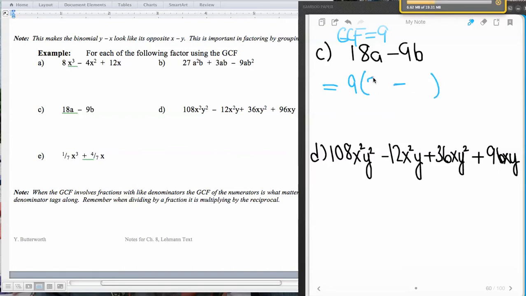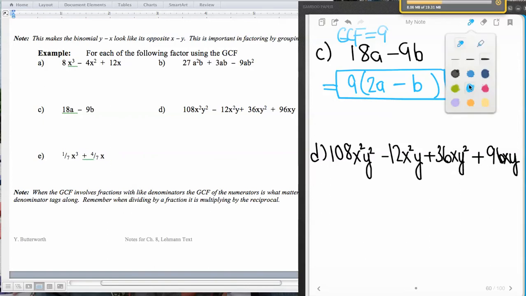9 goes into 18 2 times, the A left. 9 goes into 9 1 times with B left. And there we go. Now we have a product. That's our goal, remember, with factoring. We need a product where once we had a sum.